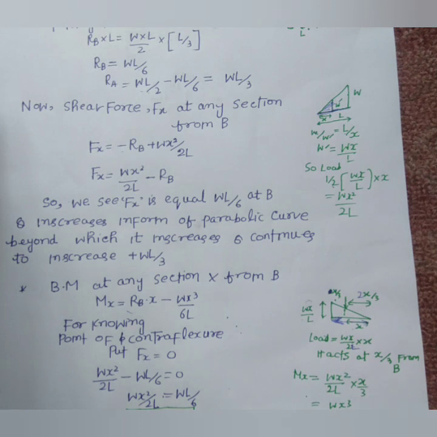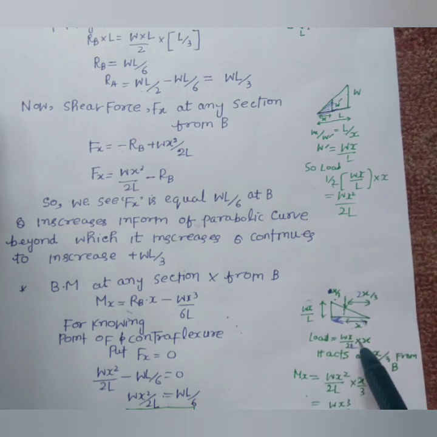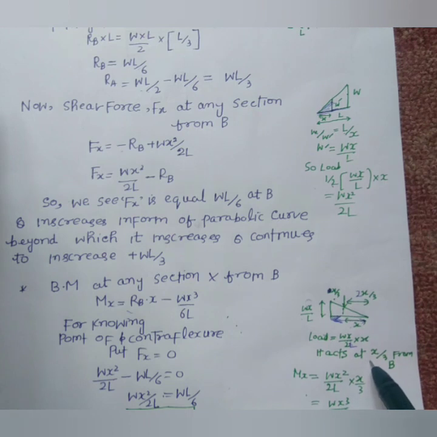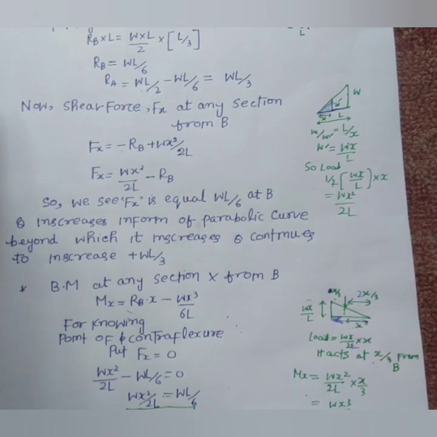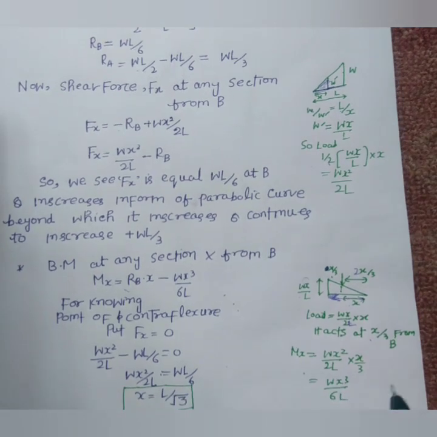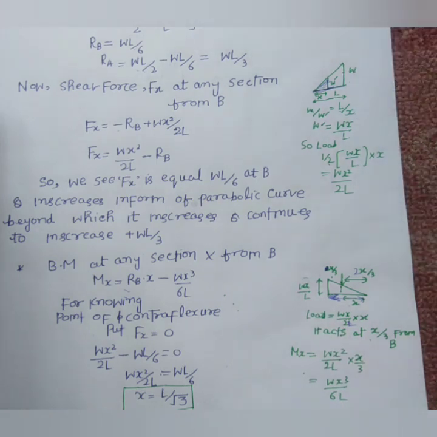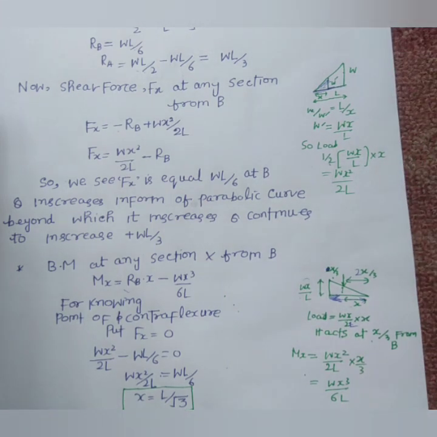So you can see here wx divided by 2L load into x into x divided by 3, which will be equal to wx cube divided by 6L, which is the bending moment at any section x from B. Hope you have got all these things.